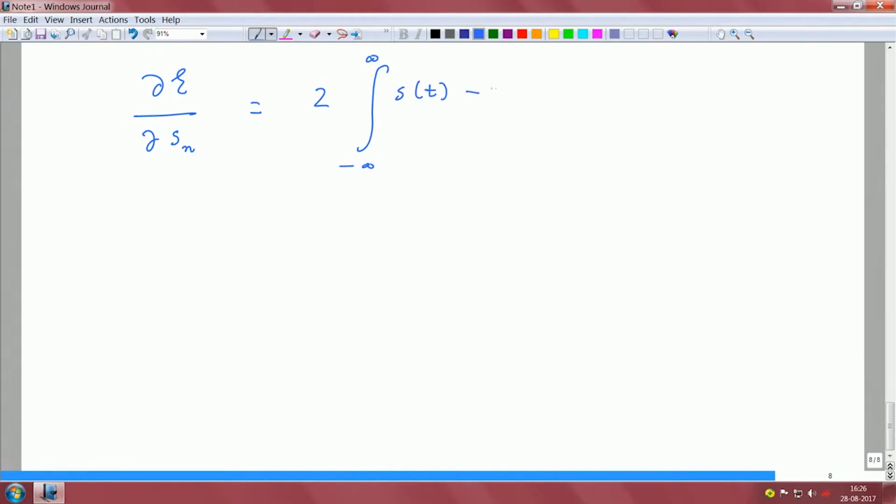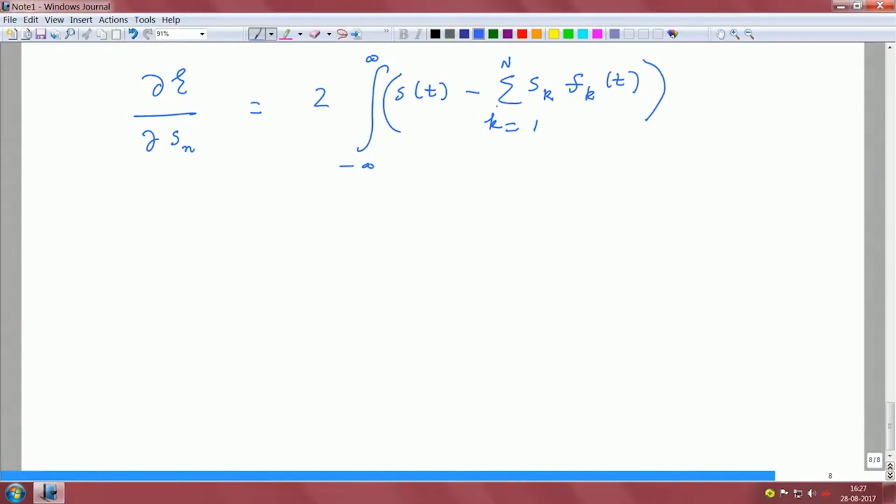S of t minus summation k equals 1 to capital N of S k F k t, right, this is what I have, and then I have to take a partial derivative of this argument here with respect to S n, right. So, if I have to take it with respect to S n, I deliberately avoided the S k here. This is something you have to be careful about: if you started off with some indices going from k equals 1 to n, maybe use some other index for the one you want to take the derivative with respect to, right.